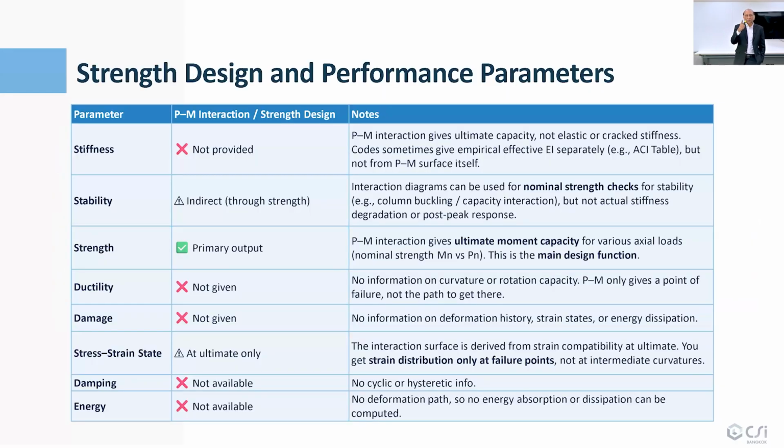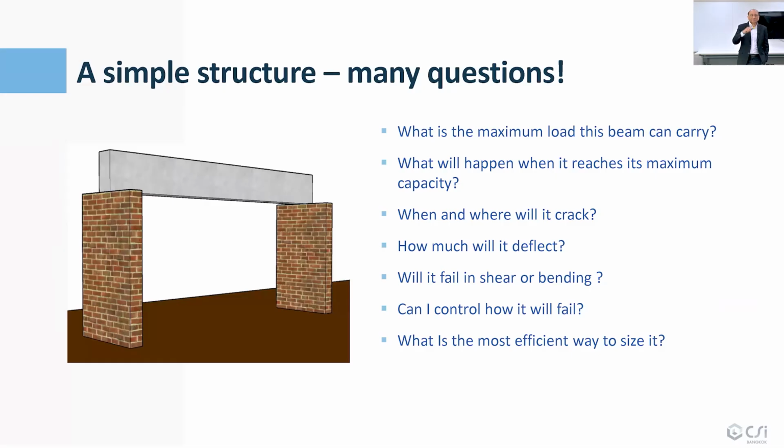Okay, so this is just a table showing that the strength equation does not satisfy or does not help in determining most of these parameters directly. Okay, let's go to a simple example now. Let's say we have a beam and we want to answer these questions. The beam is already constructed, somebody designed it, we built it, and now I ask what is the maximum load this beam can carry? What will happen when it reaches the maximum capacity? When and where will it crack?